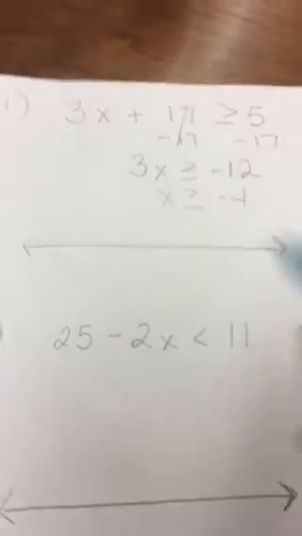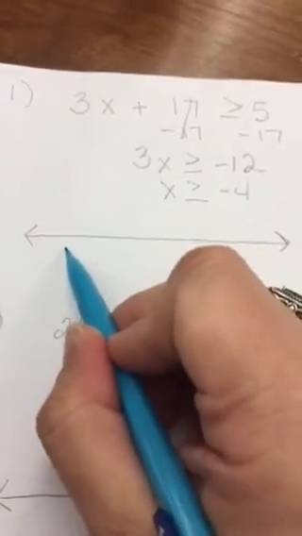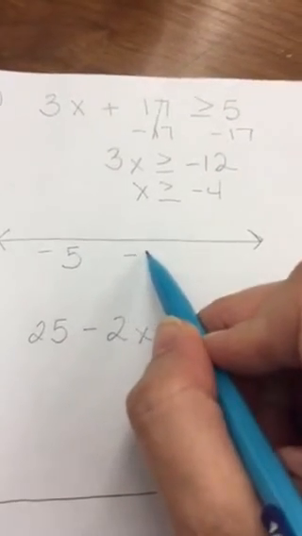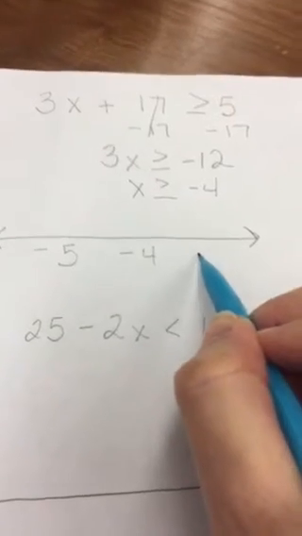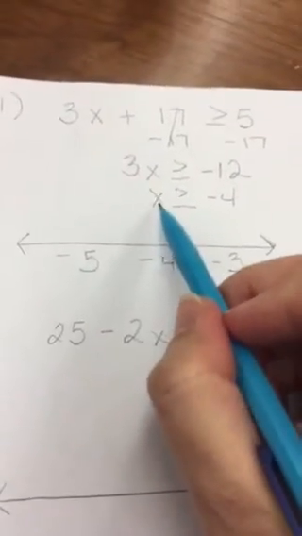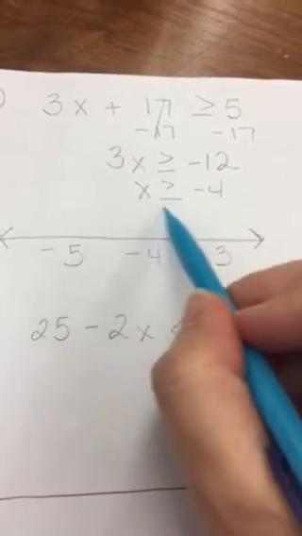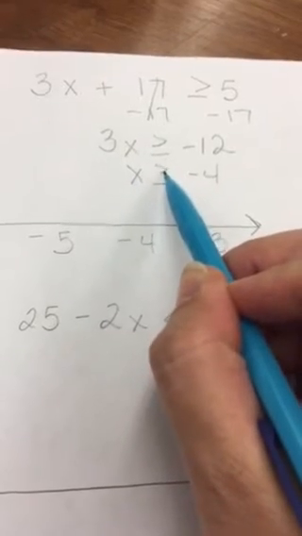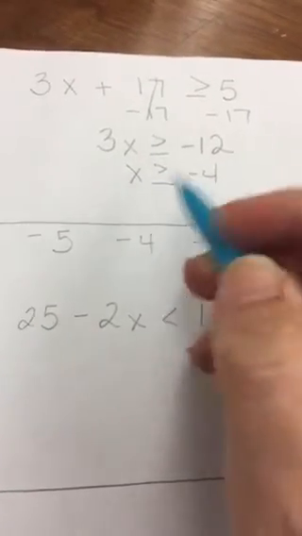negative 4. So I need to have my answer represented as a shaded number line, and I'm also going to represent it in interval notation as well. Make sure you get the numbers on your number line in the correct order. So what my set builder notation is saying is that x, the area I'm going to shade, is everything greater than or equal to negative 4.